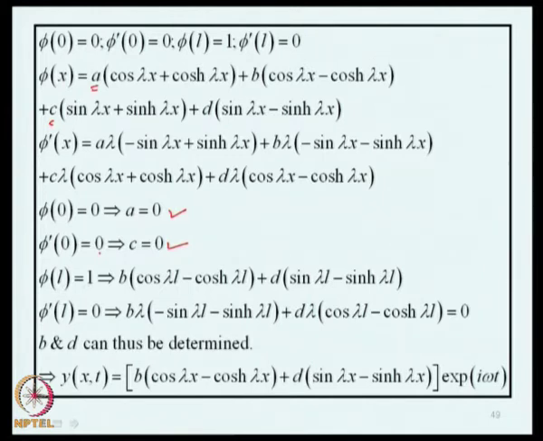Phi of L equal to 1 leads to this equation, phi prime of L equal to 0 leads to this equation, and I can solve for B and D from this and get an expression for y of x comma t in this form. So, this quantity which multiplies exp i omega t is nothing but the transfer function, and this can directly be used in our random vibration analysis to find out the power spectral density of the response and so on and so forth.